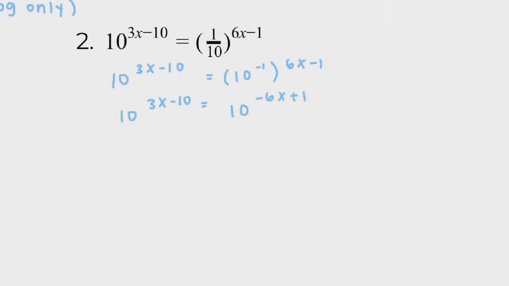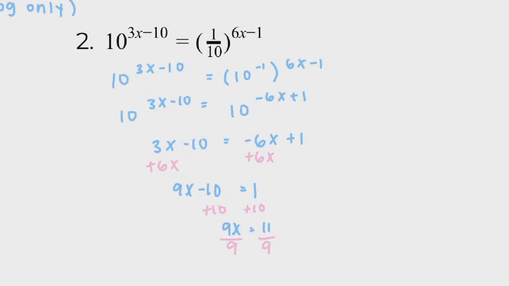And now that they have the same base, we can set the exponents equal to each other. So 3x minus 10 equals negative 6x plus 1. And then we're going to solve for x. So we get 9x minus 10 equals 1. Add 10, and we get 9x equals 11. Divide by 9, and we get x equals 11 over 9.